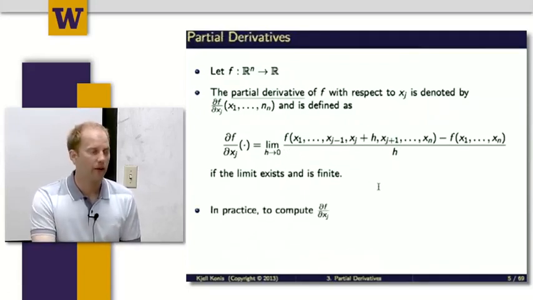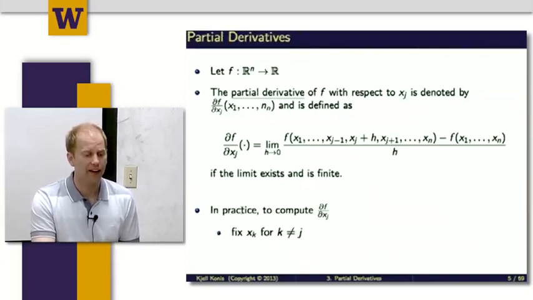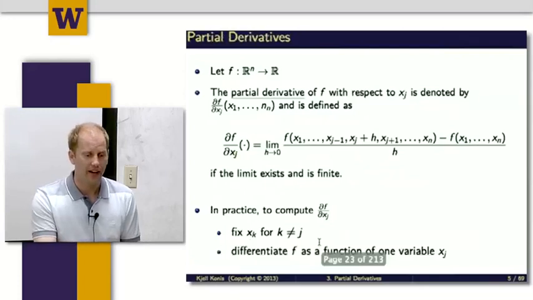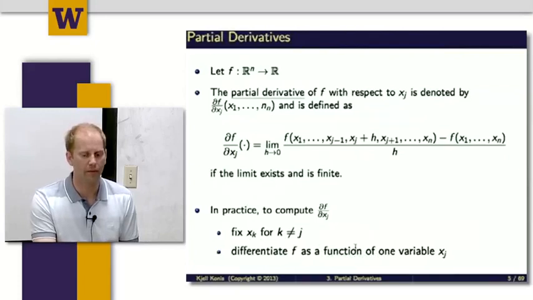In practice, the way we're going to compute these is we're just going to fix xk for every k that's not equal to j. So remember, I'm trying to compute the jth partial derivative. So I'm just going to treat xk, any other variable, as if it's a constant, and then differentiate f as if it were a function of one variable, that one variable being xj.